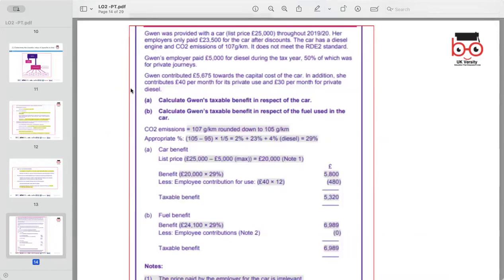So here we are going to discuss the calculation of taxable benefits for Gavin, who was provided with a car by her employer throughout the tax year 19/20. So we will calculate the taxable benefit in respect of the car.